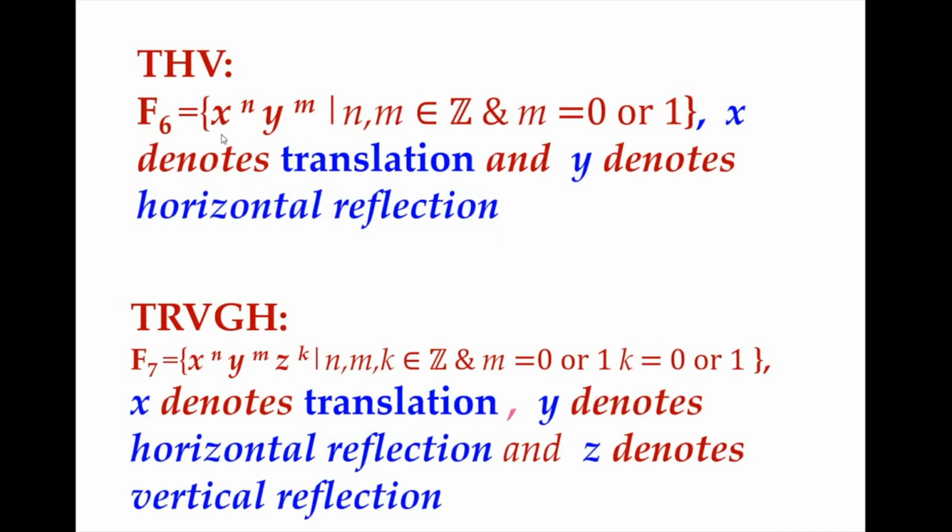Now F6 has this collection of elements of the form x raised to n, y raised to m, wherein n and m are integers, and m takes the value 0 or 1. Here x denotes translation and y denotes horizontal reflection. So with this we can have F6, and by considering all of these, we have F7. For that, here we have x raised to n, y raised to m, z raised to k, where n, m, k are integers, and m takes the value 0 or 1, k takes the value 0 or 1. So we have here x denoting translation, y denoting horizontal reflection, and z denoting vertical reflection.